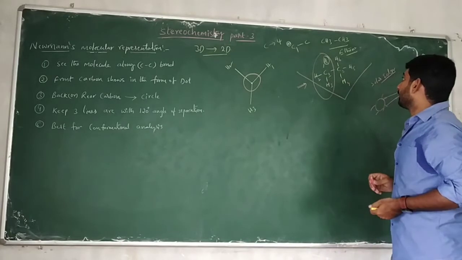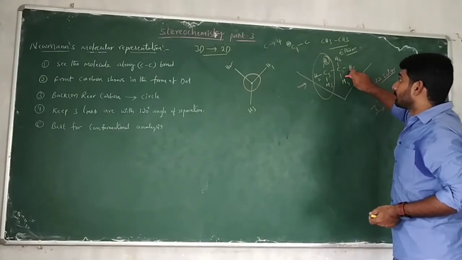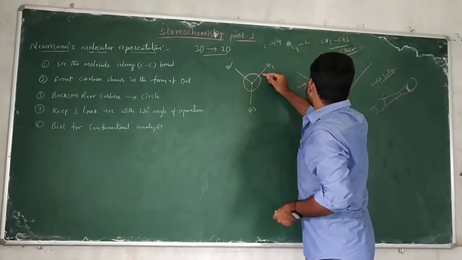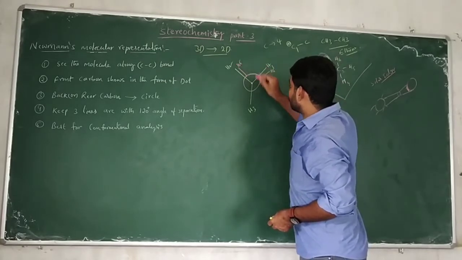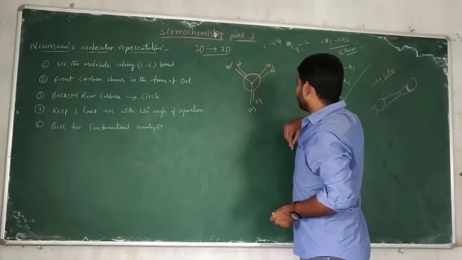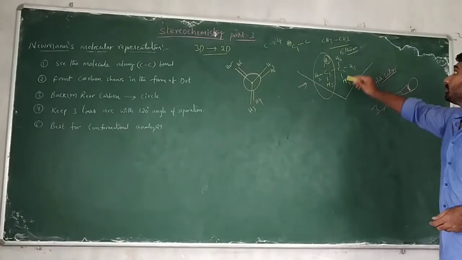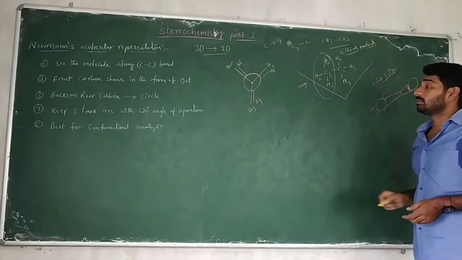Okay? Right. Next, this carbon also has another three bonds. These another three bonds are also with the minimum angle of separation. Therefore, here H6, here H1, here H4. Okay, so this is the Newman mode of representation for the simple ethane molecule.